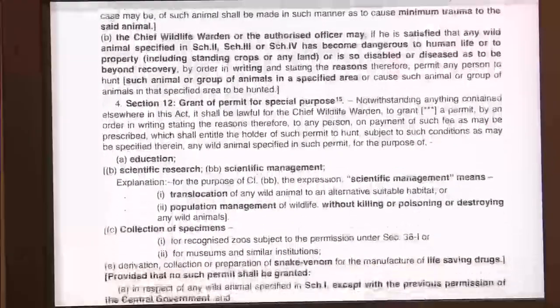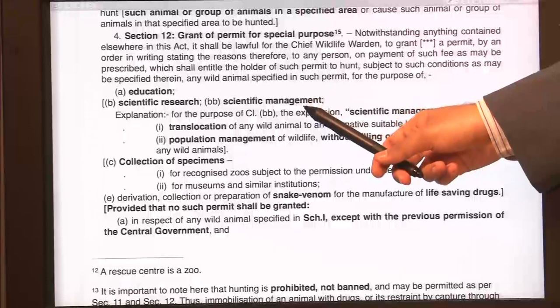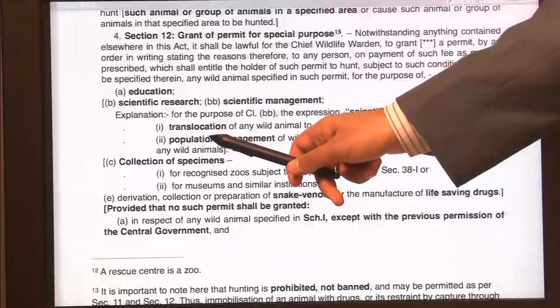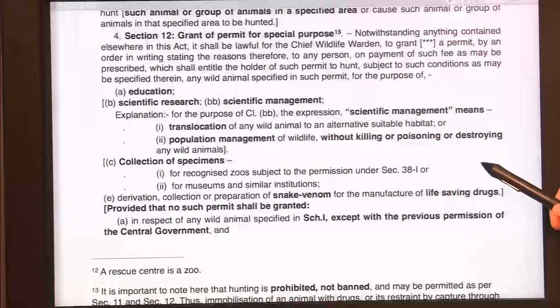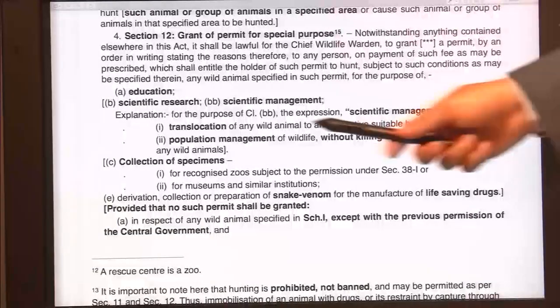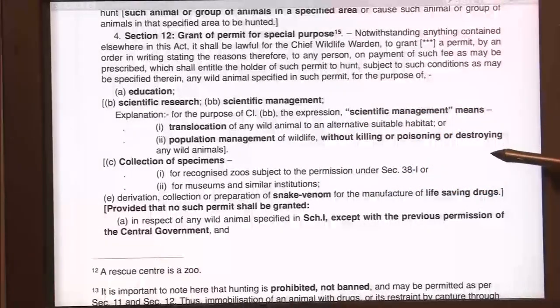Now, the chief wildlife warden may also grant a permit for hunting for purposes including education, scientific research, scientific management. And scientific management means translocation of animals from one place to another, population management of wildlife without killing or poisoning or destroying. So, essentially if you have a population that is overabundant, you cannot just go and kill those animals to reduce the population in the name of population management, because population management says categorically without killing or poisoning or destroying any wild animals. And also collection of specimens, also things like snake venom or life saving drugs.